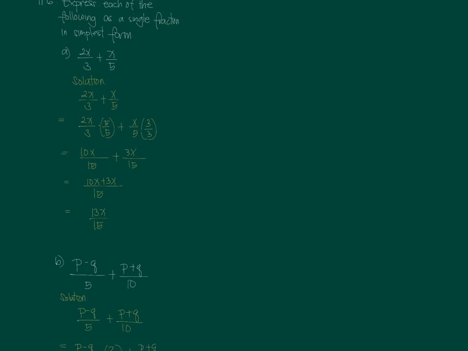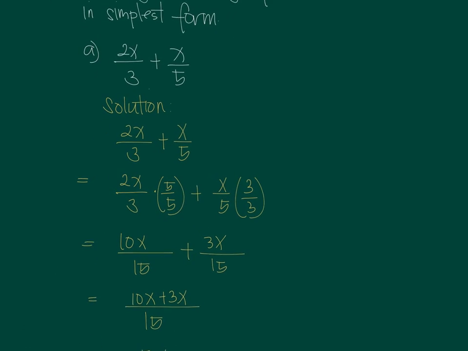Let's take the first one. The first one is 2x over 3 plus x over 5. So adding algebraic fractions is the same as adding basic fractions, the usual fractions. If you look at the given expression, 2x over 3 plus x over 5, the fractions have different denominators. So just as we add fractions in grade school, we will apply the same idea, and the goal is to make the denominators the same.